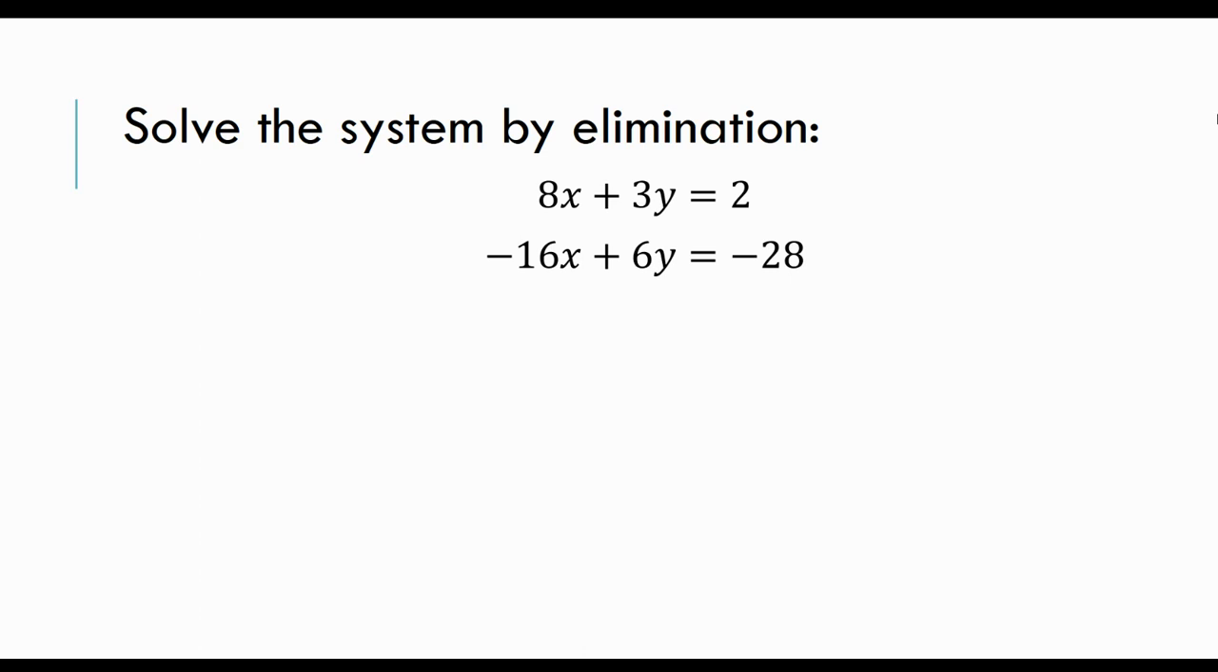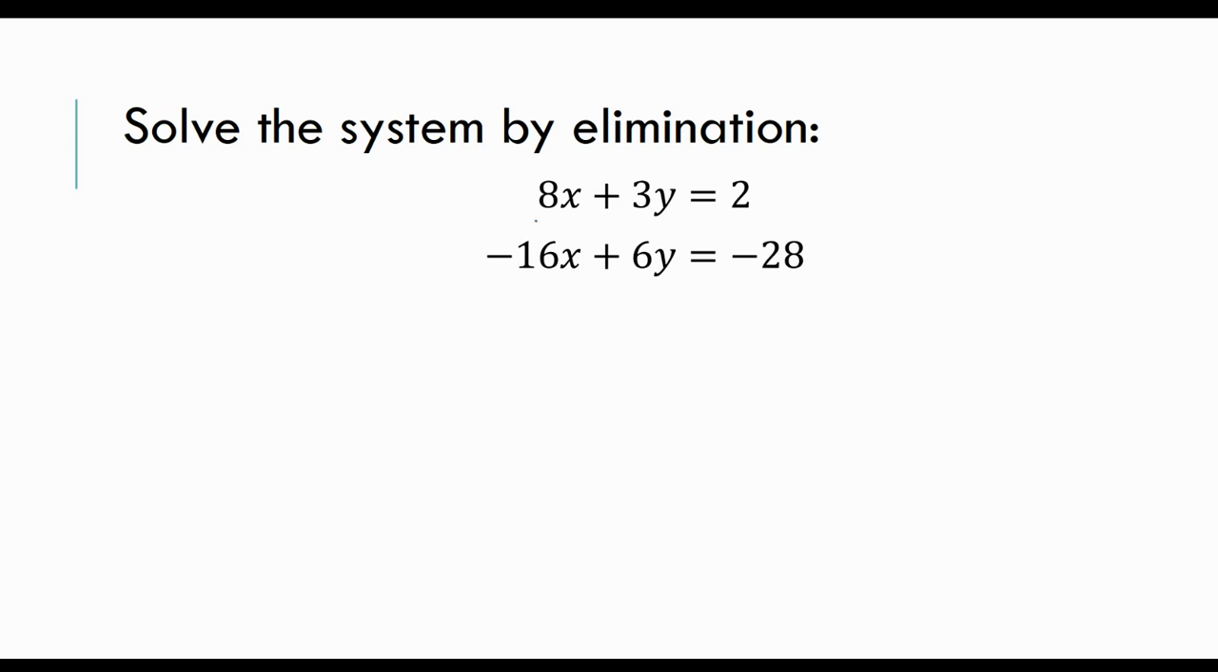So let's take a look at this example. We've got 8x plus 3y equals 2 and -16x plus 6y equals negative 28. The like terms are already lined up nicely for us. Notice how the x's are lined up, the y's are lined up, the equal signs are lined up, the numbers are lined up. But if I look at the x's, I've got an 8 and a negative 16.